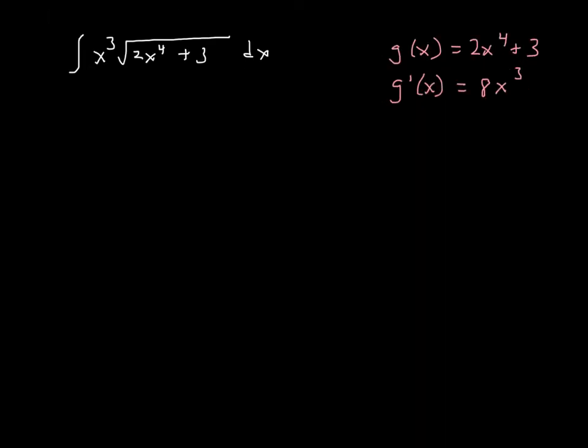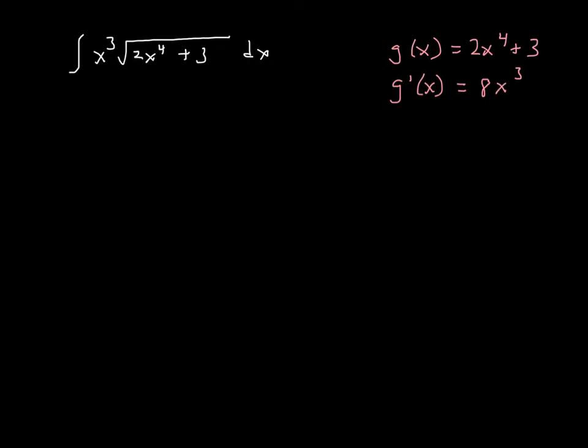Now here's another one that we're going to use pattern recognition on. I look at that and I notice that I have a 2x to the 4th plus 3, and I have an x cubed out there. So I'm looking at a pattern recognition. When I identified g of x, I said g of x is 2x to the 4th plus 3, and g prime of x is 8x cubed. Well, in this case, I don't have the 8.